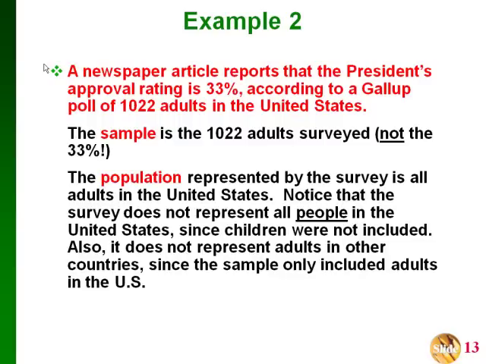And the population has to have the same characteristics as the sample, so the population represented is going to be all adults in the United States. Notice that we don't say it's all people in the United States since we excluded children, and it doesn't represent adults in any other countries since the sample didn't include adults in any other countries.